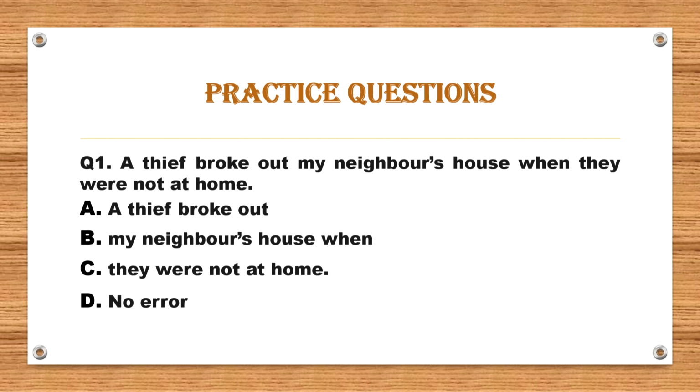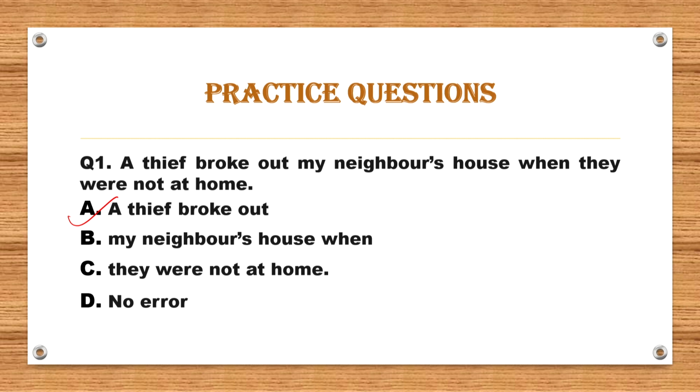So, is it done? Let's tally. A thief broke out my neighbor's house when they were not at home. So, the grammatical error lies in option A. Basically, the error is in the phrasal verb broke out.